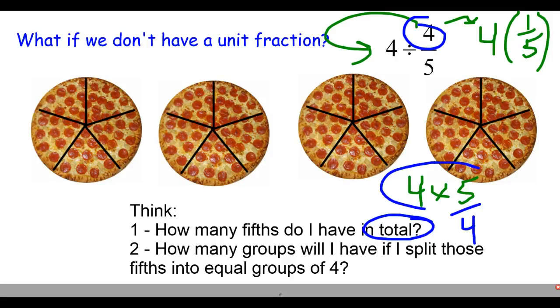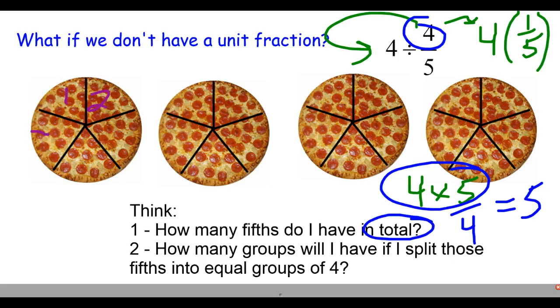So if we multiply the number of pizzas by the denominator to get the total number of fifths, which is 20, and then divide that by 4, we can find out how many groups of 4/5 it takes to make 4. In this case, it's 5. And let's actually draw that out.